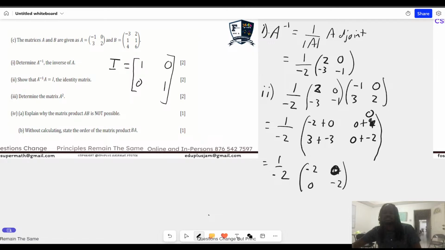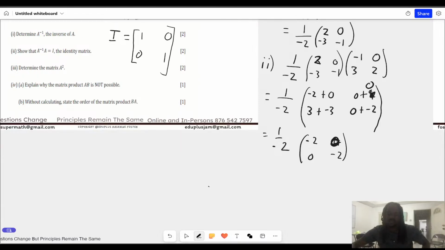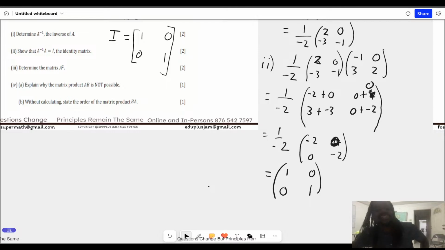So negative 2 plus 0, negative 2, then 0, then 3 plus negative 3, 0, then 0 plus negative 2, negative 2. Alright, remember now what you do, divide each number by the denominator. Negative 2 divided by negative 2, 1. 0 divided by anything, 0. Then negative 2 divided by negative 2, that is 1. And as I said, you're supposed to get back the identity matrix, 1, 0, 0, 1.